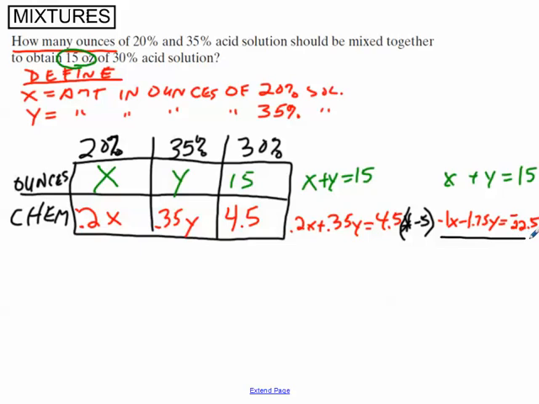So now if we use the addition method, this coefficient is 1, this coefficient is negative 1. When we add these up, the x terms go away. Add the 1y plus the negative 1.75y gives you negative 0.75y equals 15 plus a negative 22.5, which is negative 7.5. And if we divide by negative 0.75, we get y equals 10.